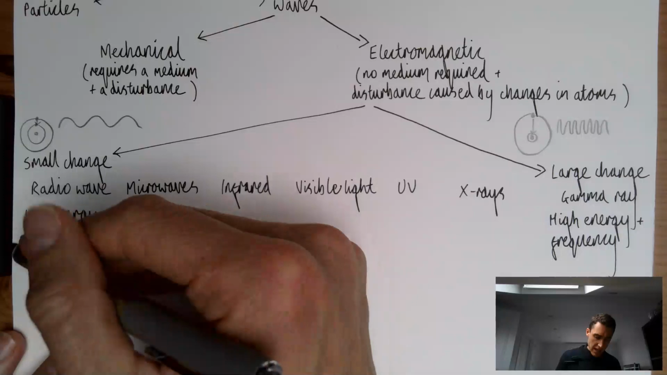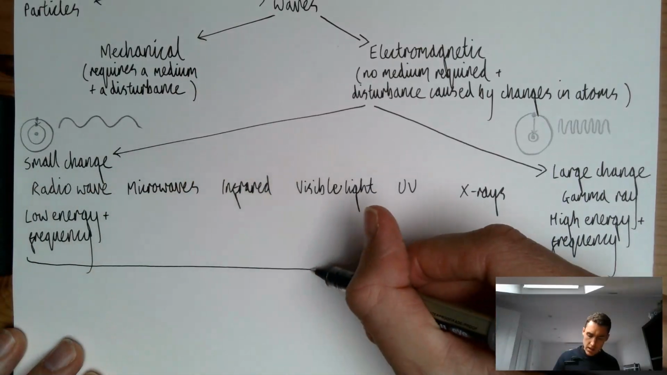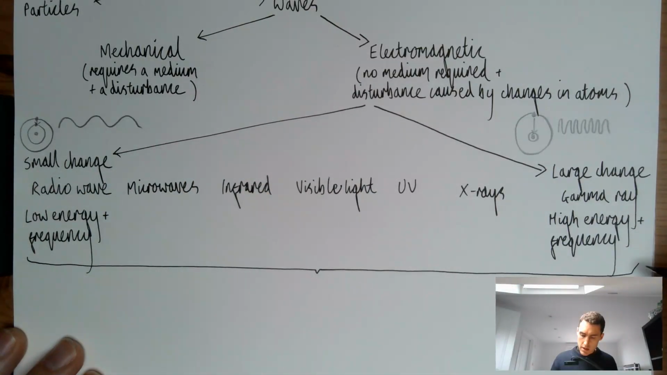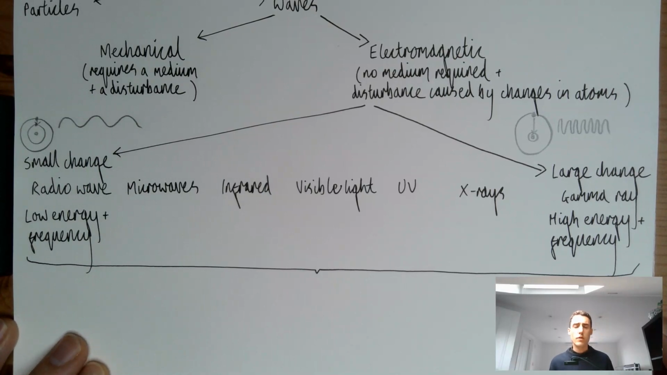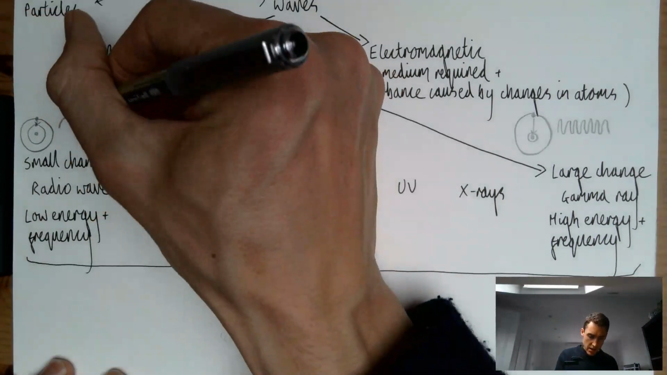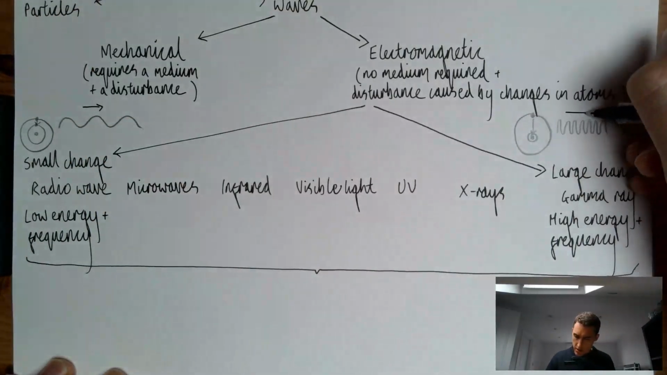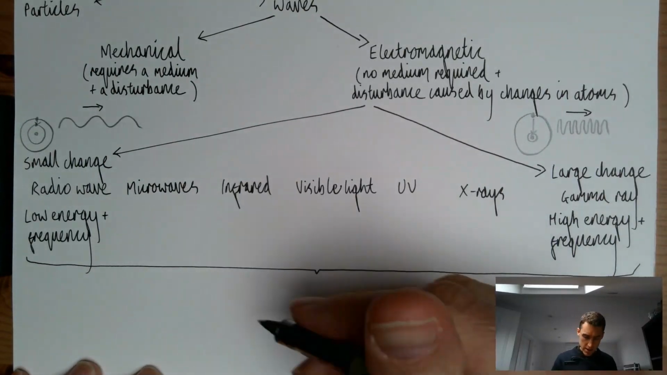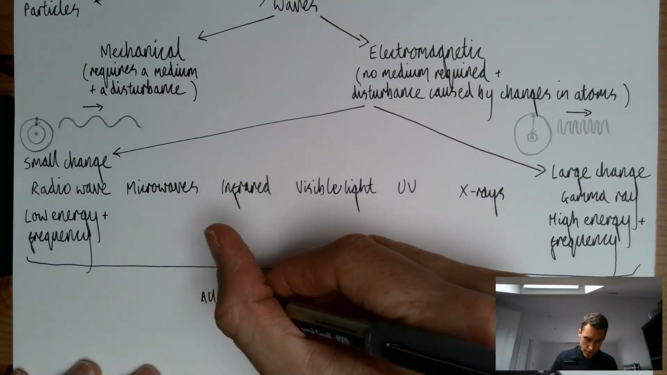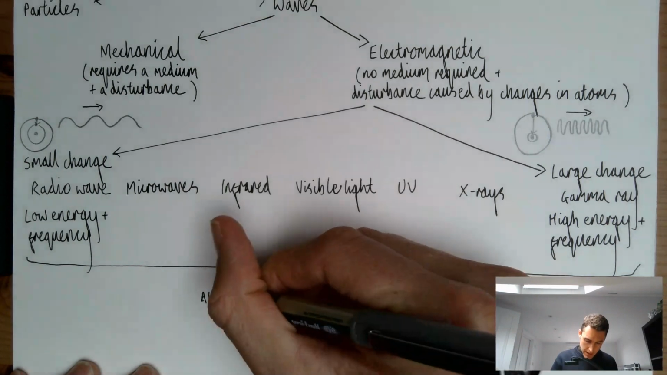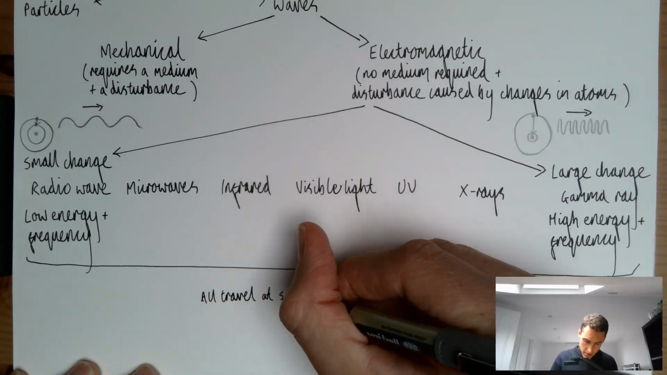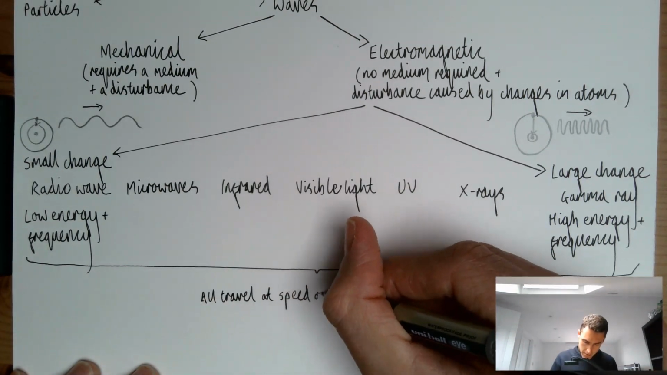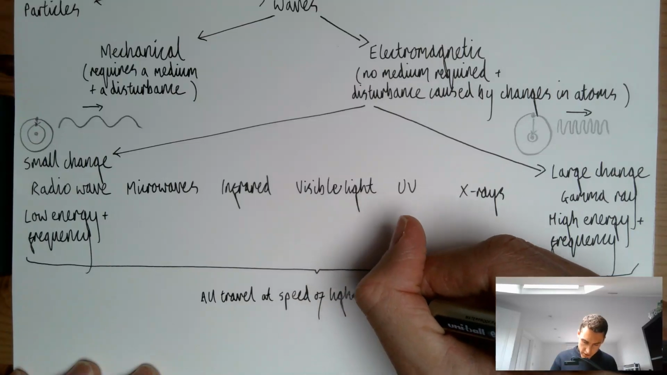The final thing to say is that all of these, every single one, the waves that are emitted, they travel out this way, let's say, the waves that are emitted all travel at the same speed. So we can say all travel at speed of light. And I think that's important for these Year 7s to know.